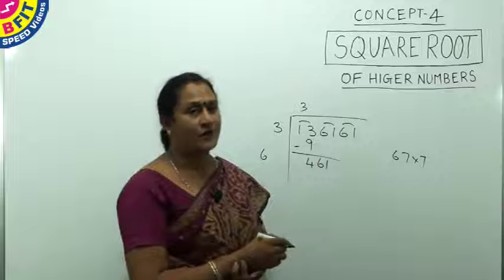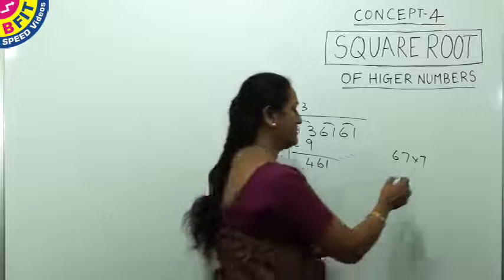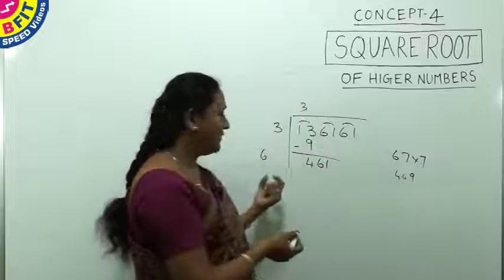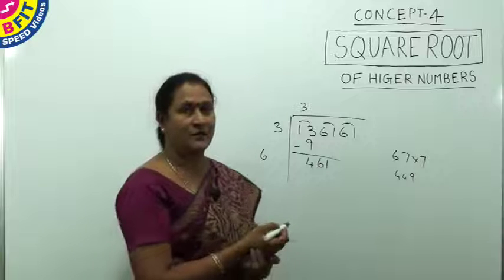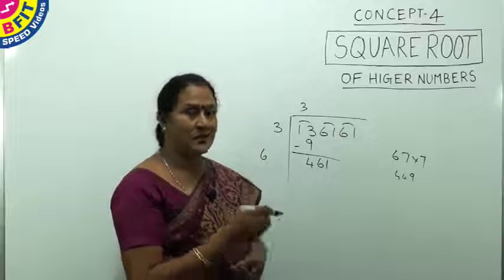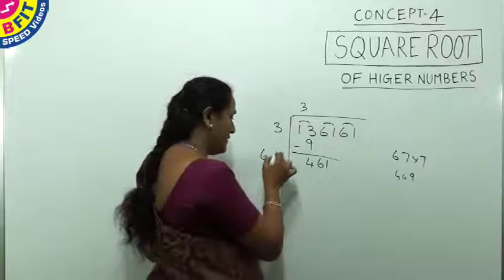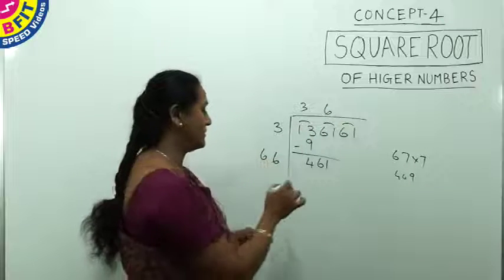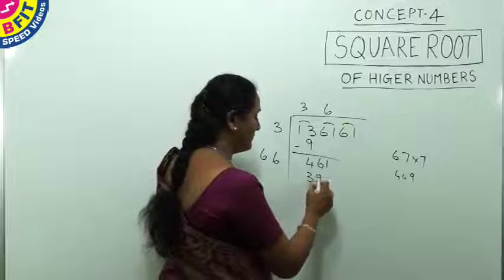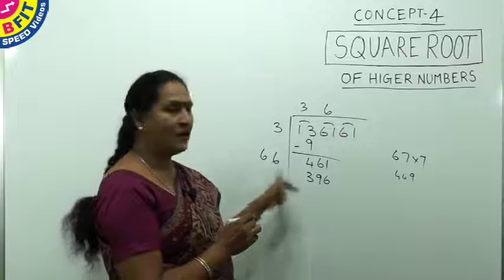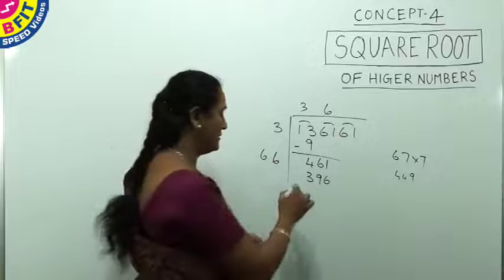And what is the product of 67 and 7? It is 9, and then 42, 469. So when we write 7, it exceeds the number 461. So it should be the lower number, the number before 7. So it is 6. Now 6 into 66 is 396. So 6, 6, 36, 3, and then add 3 with 36, 396.